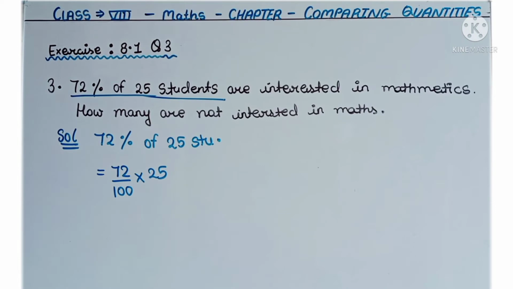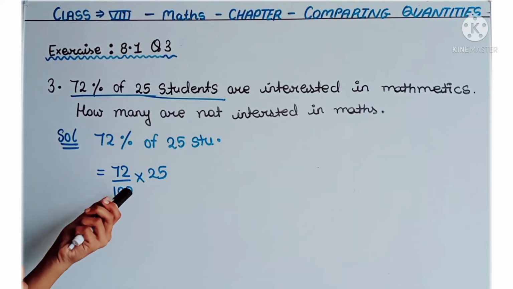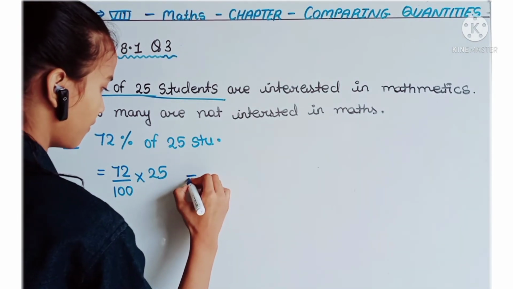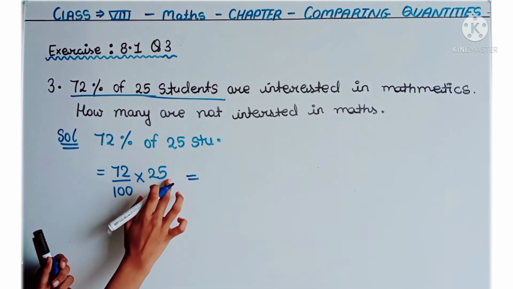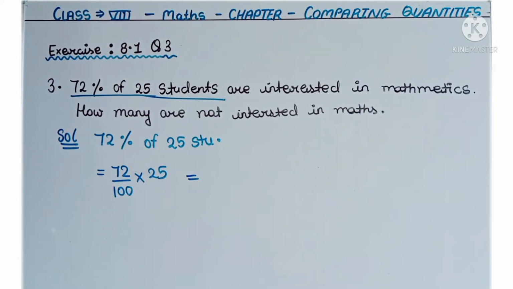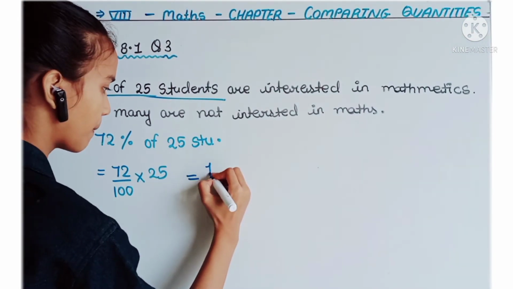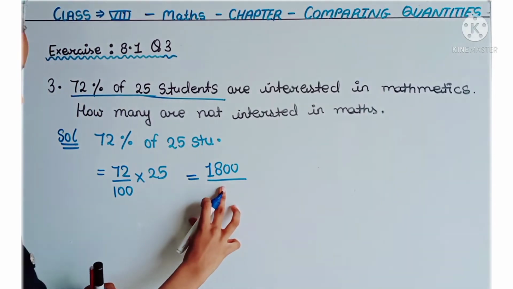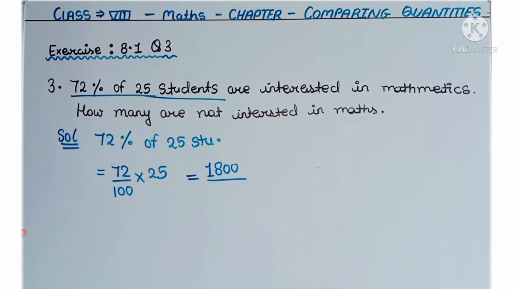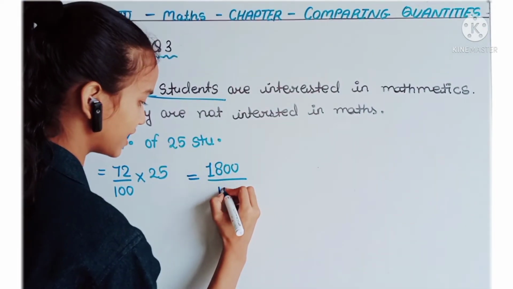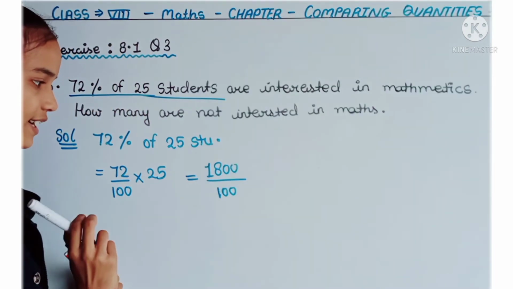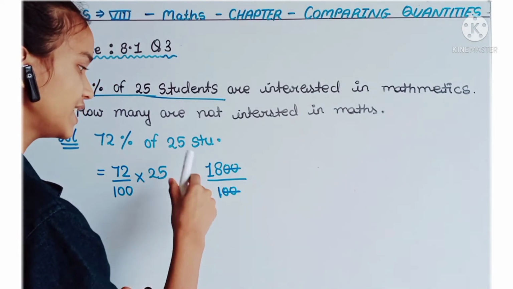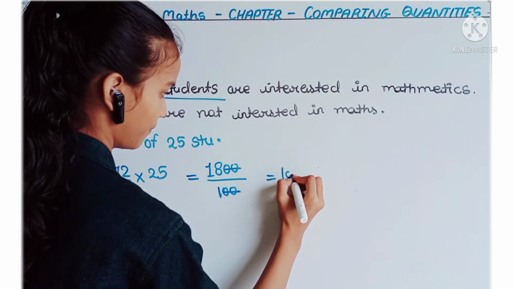So as you can see here, when we go to solve it, 100 cannot be divided by 25. So we will do what? We will solve it. How? 72 into 25. When we multiply 72 into 25, we get 1800 as the answer. After that, 100 will remain the same because we haven't solved 100 yet. Now you can see here, we cancel 2 zeros with 2 zeros, and we get 18 as the answer.